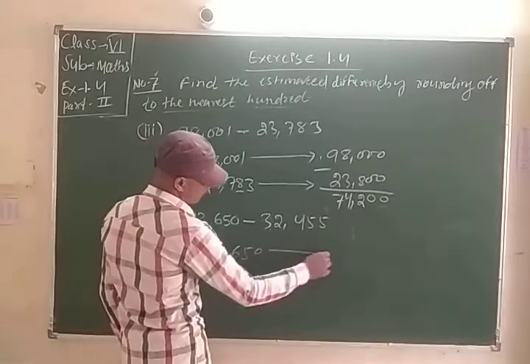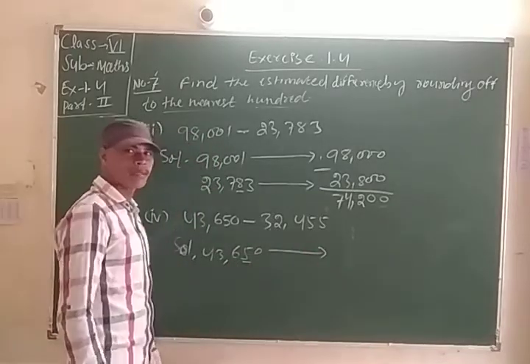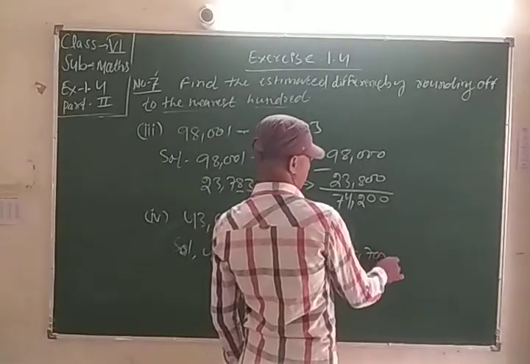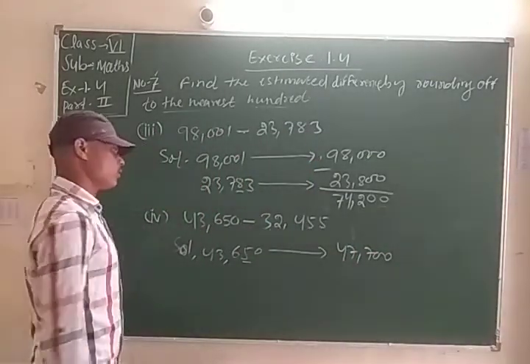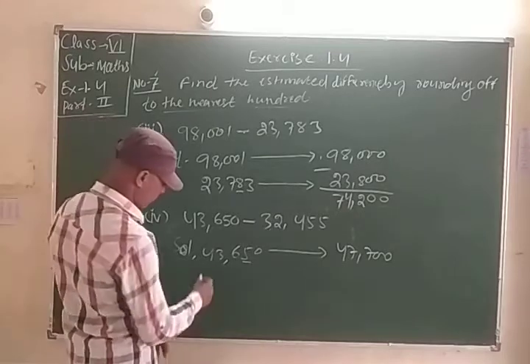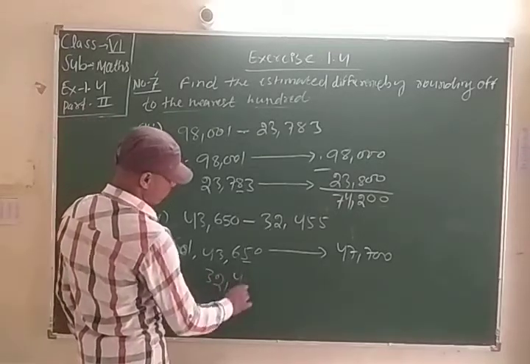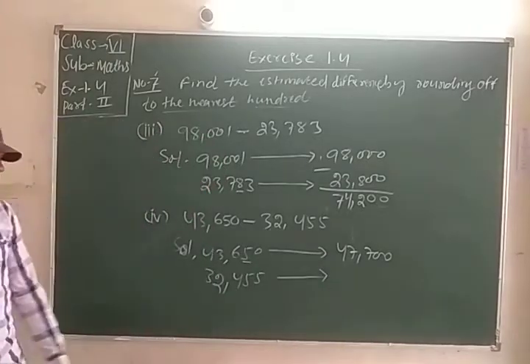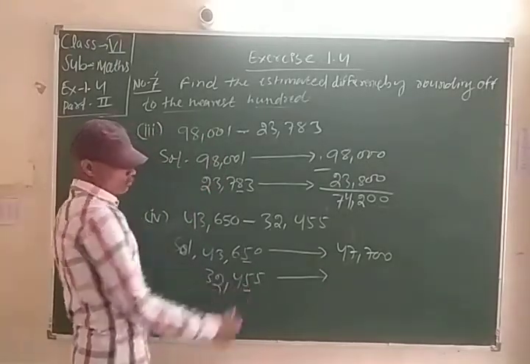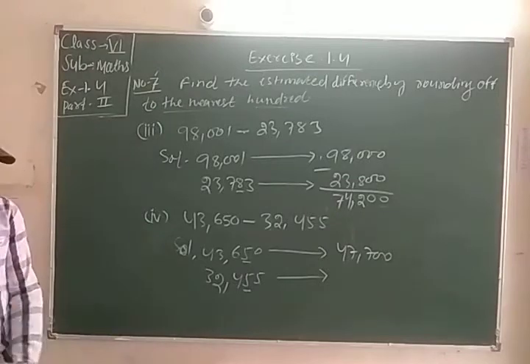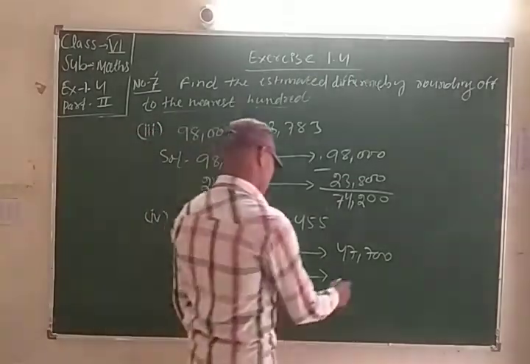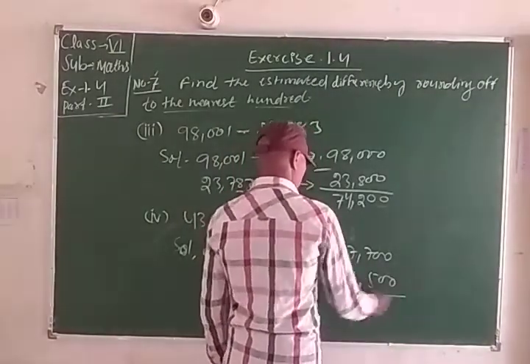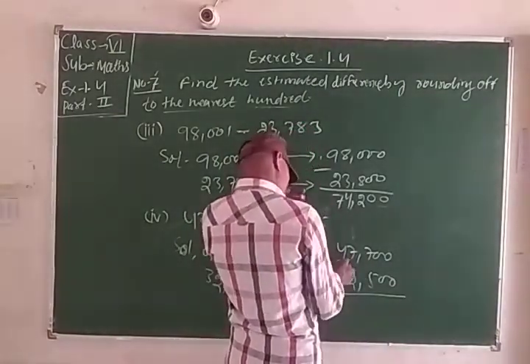43,650 is rounded up. See here the 10s place is more than 5, so 650 is rounded up to 43,700. Now 32,455. Rounded means what? See the 1s place and 10s place, because we round to the nearest 100. The 10s place is 5, that's why we rounded up to 32,500.